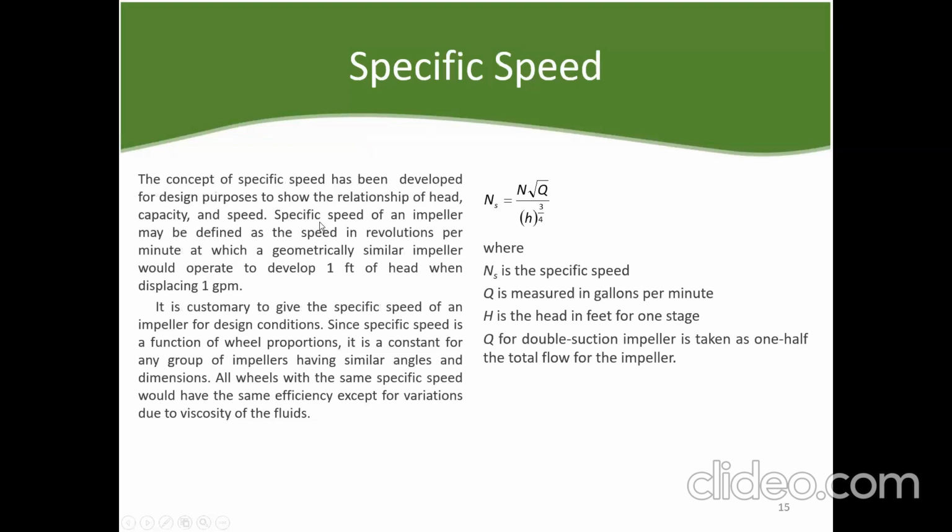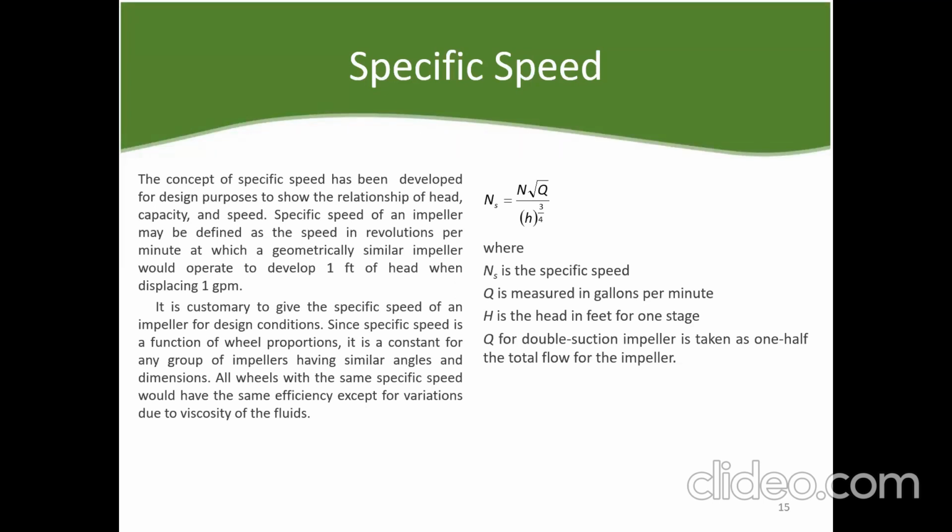Next, specific speed. The concept of specific speed has been developed for design purposes to show the relationship of head, capacity and speed. The specific speed of an impeller may be defined as the speed in revolutions per minute at which a geometrically similar impeller would operate to develop 1 foot of head when displacing 1 GPM. It is customary to give the specific speed of an impeller for design conditions.